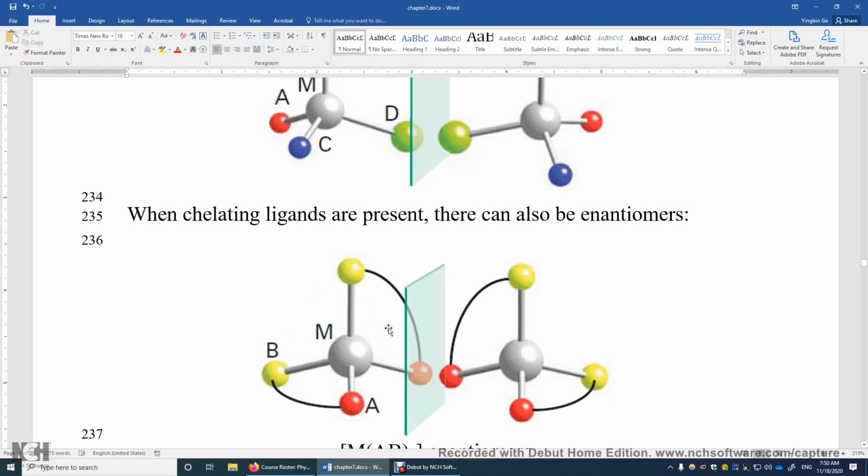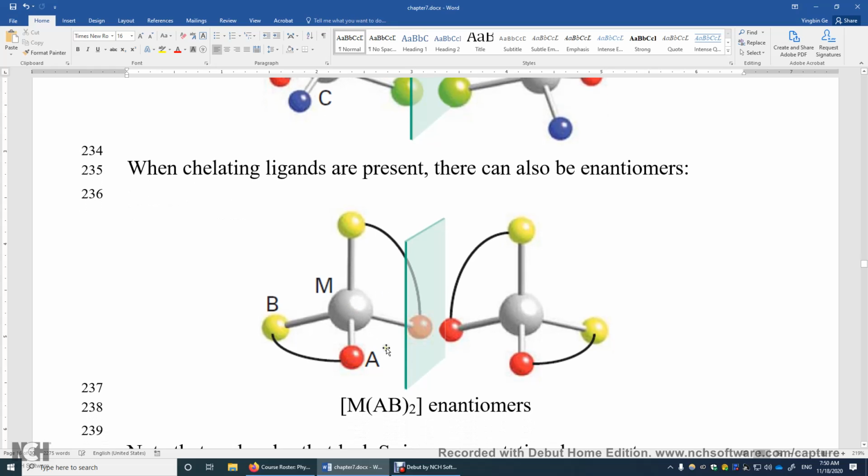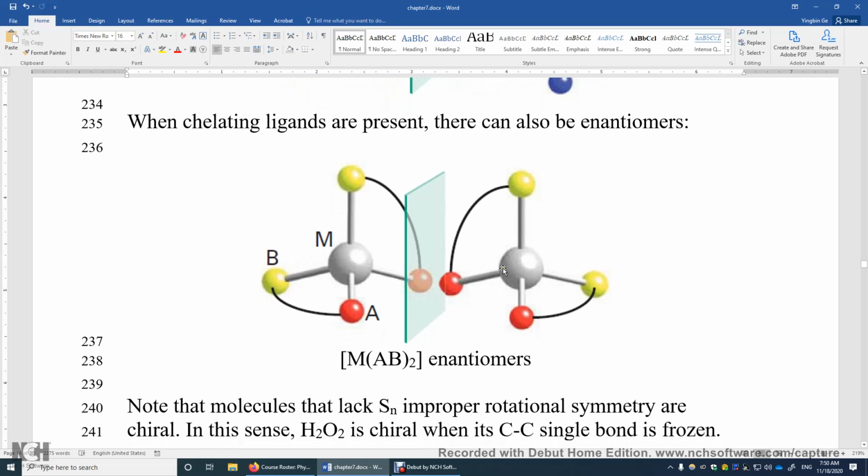So in this case, it's also a chiral molecule, and this transition metal is the chiral center. Why is that? Well, you can clearly see this is the mirror image of the structure, and there's no way to superimpose one on the other. So we say this is also a pair of enantiomers. They can both rotate polarized light.